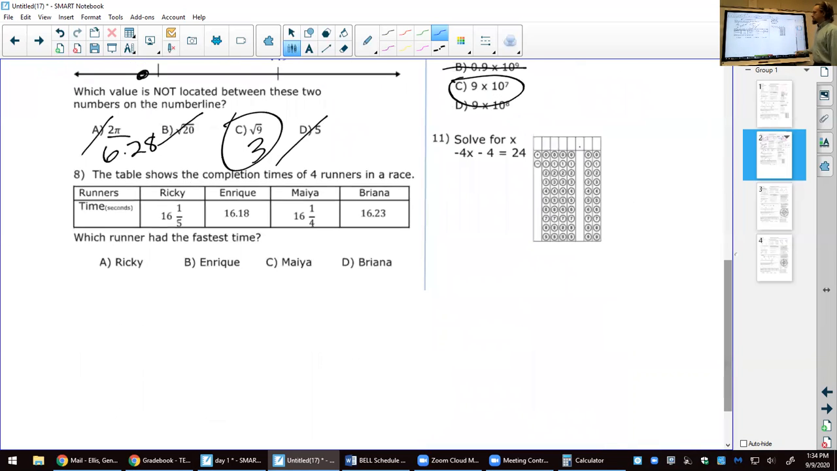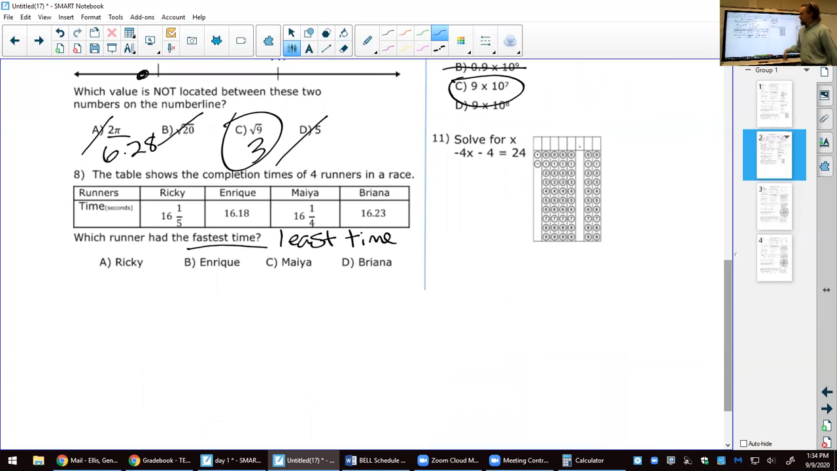Okay, almost there. Who had the fastest time? Okay, this one, if you're not in athletics, might throw you off. Remember when we say fastest time? That means the least time. The fastest person has the shortest amount of time. So who was the quickest?